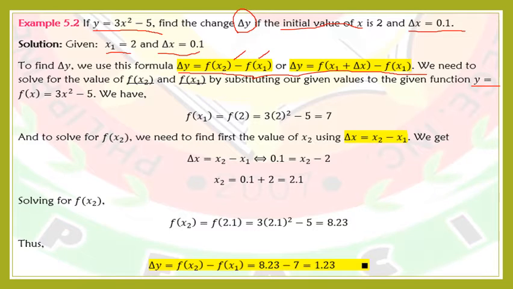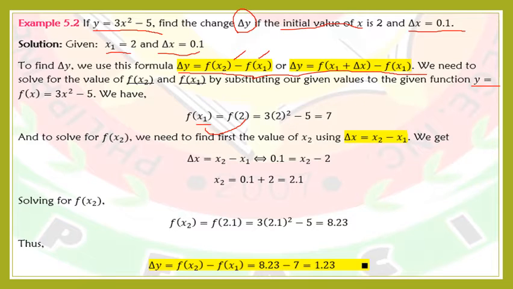Bakit ito naging 2? Kasi diba ang given natin na initial value, sabi niya dito initial value of x, or that is x sub 1, that is equal to 2. So that's why f of x sub 1 natin is equal to f of 2. Kung nakalagay dito, classes, initial value of x is 3, of course 3 din yung ilalagay niyo dito sa f of x sub 1, or i-replace niyo kay x sub 1 is 3.